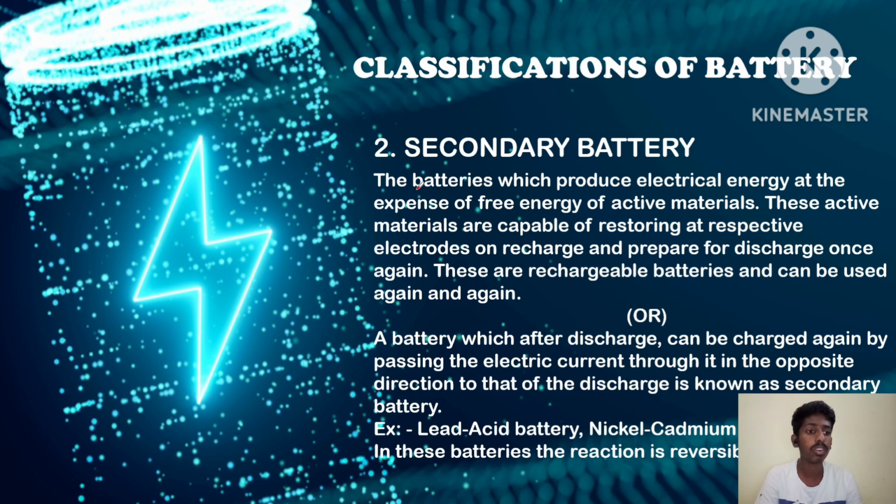These are batteries which produce electrical energy at the expense of free energy of active material. These active materials are capable of being restored at the respective electrodes on recharge and prepared for discharge once again. These are rechargeable batteries and can be used again and again. In other words, a battery which after discharge can be charged again by passing electric current through it in the opposite direction to that of discharge is known as a secondary battery. Example: lead acid battery, nickel cadmium battery, etc. In these batteries, the reaction is reversible.